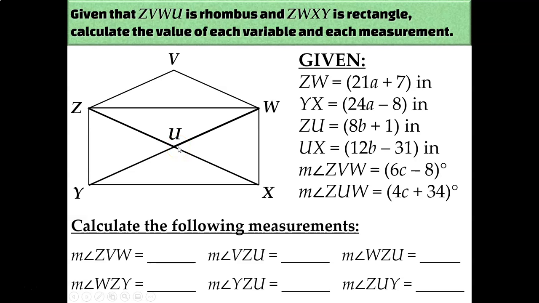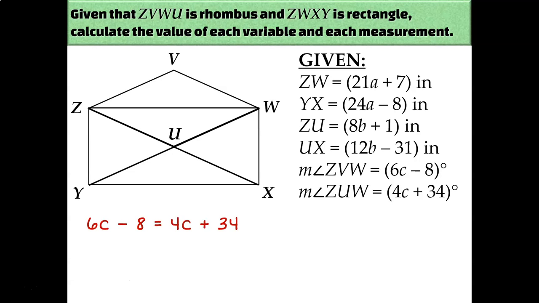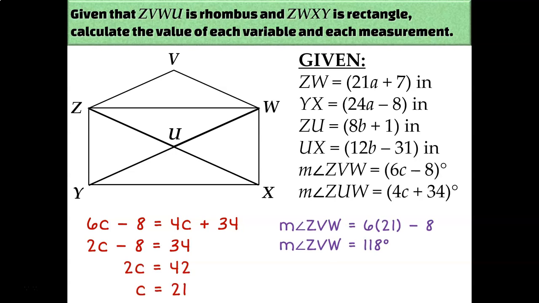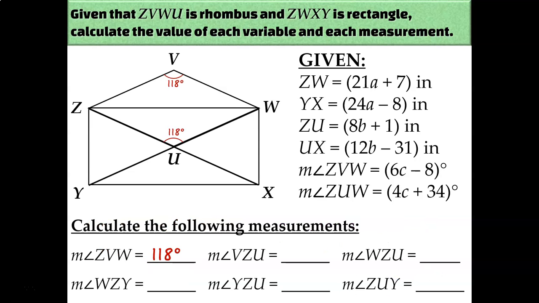And since a rhombus is a parallelogram, and parallelograms have opposite angles that are congruent to each other, I know I can just set those two variable expressions equal to each other and solve. So I find out that C is 21, and I can plug that back in to figure out the measures of angles ∠VZW and ∠UZW. They both measure 118 degrees.